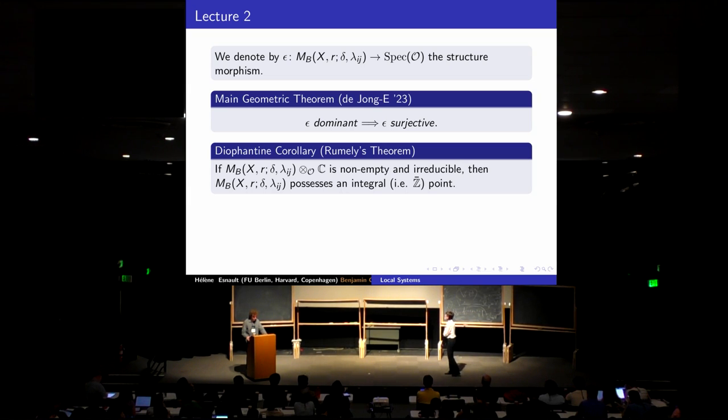If we assume that this characteristic zero fiber here over C, this complex fiber of this Betti moduli, is non-empty, as in the main geometric theorem. I mean, that would be another way to say the same thing as dominant, it's non-empty. But we assume in addition that it is irreducible. It's a strong assumption. But let us make this assumption. Then the corollary, which is due, in fact, it's a famous theorem in Diophantine approximation theory, is that this Betti moduli space possesses an integral point. That means a point with values in Z bar.